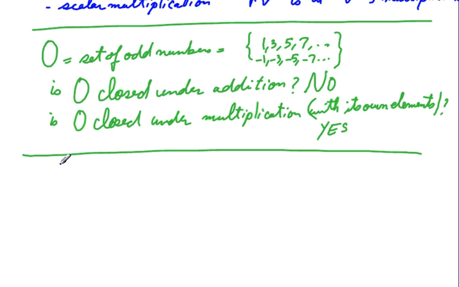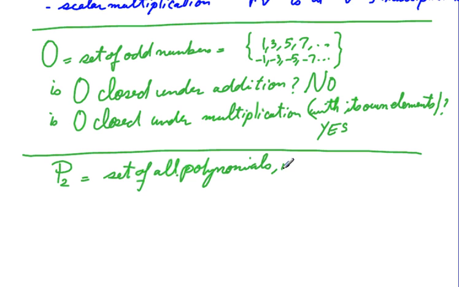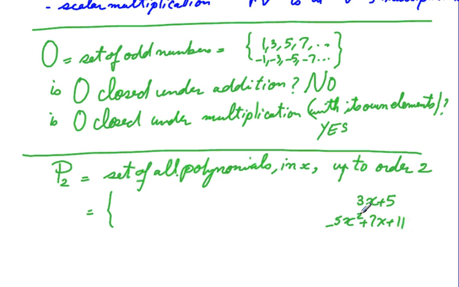Let's pick another set. Let's call this set P2, the set of all polynomials in some variable, let's call its variable, say x, up to order 2. What do you mean? Well, an example of this: if I take 3x plus 5, or I take minus 5x squared plus 7x plus 11, this is a polynomial of order 2, which is a member of P2. This one happens not to have any x squared in it. Or I could have just a number in it, no x squares, no x, just a number.